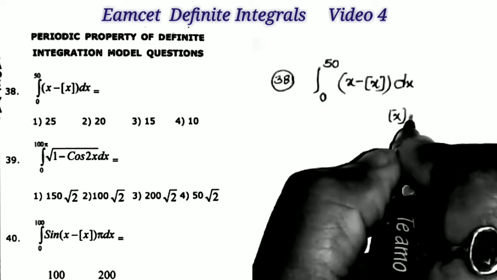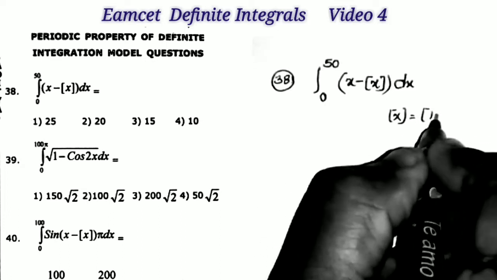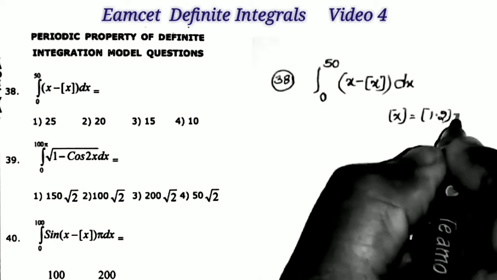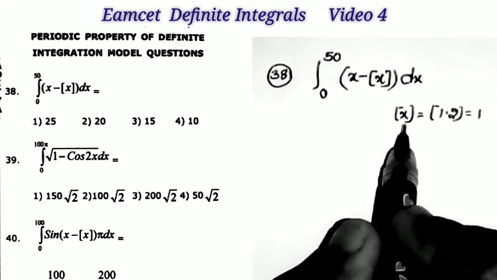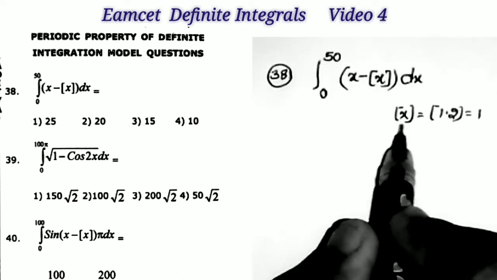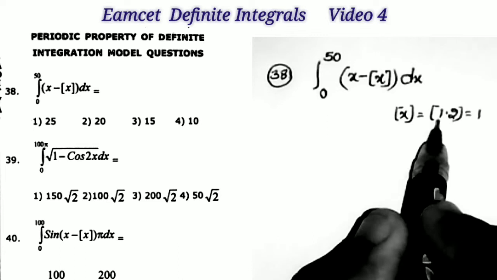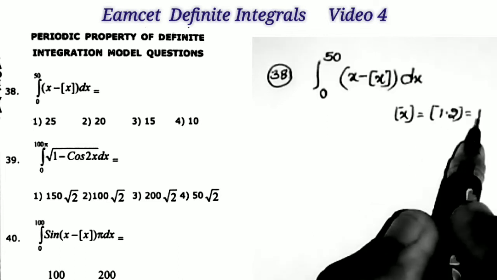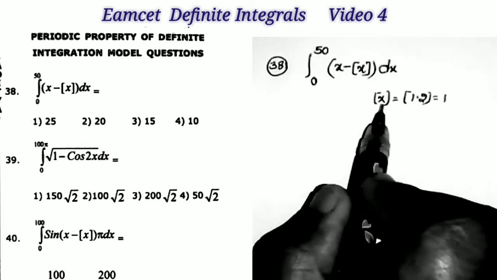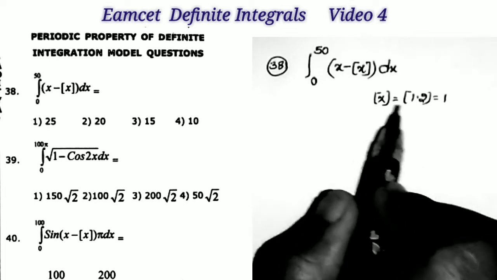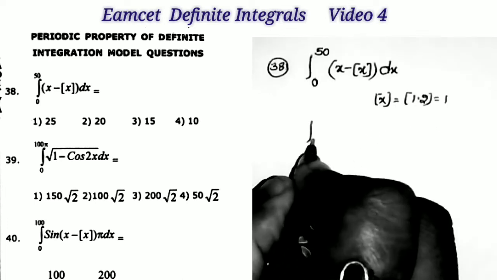This is the greatest integer function. Suppose the value of [1.2] is equal to 1. That is the greatest integer involved in the given number 1.2. What is the integer in this number? That is equal to 1. In this way we can take the [x] value. And we have one formula here.